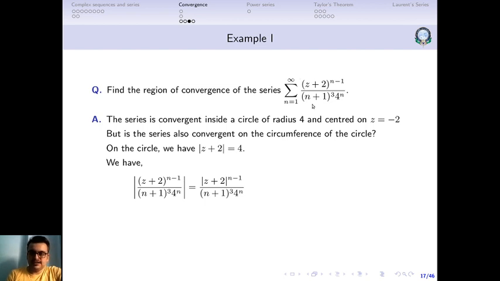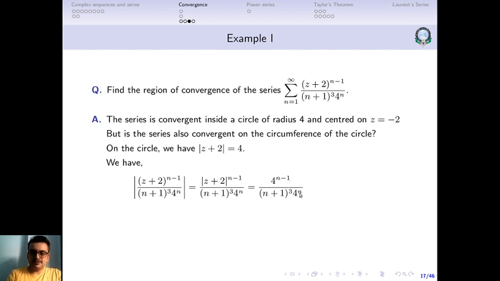So what you do is you take this un and take the modulus of it. Now what do we get? The modulus of (n + 1)^3, because n starts at 1, so n + 1 will always be a positive number. 4 is a positive number, so (n + 1)^3 is positive, and 4^n also is positive. So we can just apply the modulus to the numerator: modulus of (z + 2)^(n-1). Now what is the modulus of z + 2? It is 4, so we substitute 4 here, giving 4^(n-1).